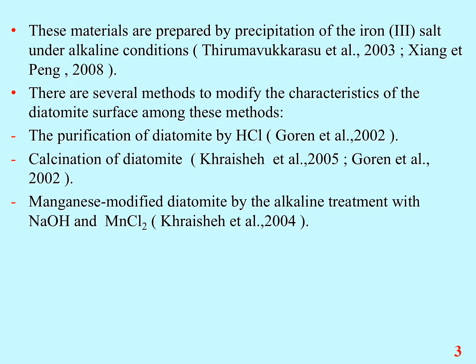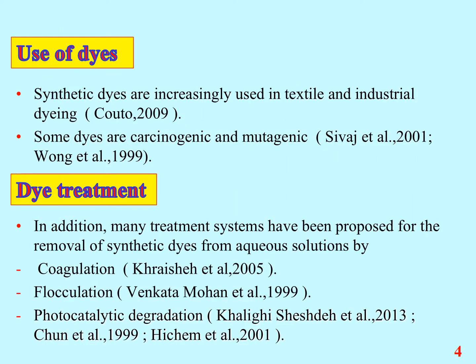There are several methods to modify the characteristics of the diatomite surface. Among these methods are the purification of diatomite by hydrochloric acid, calcination of diatomite, and manganese-modified diatomite by the alkaline treatment with soda and manganese chloride.